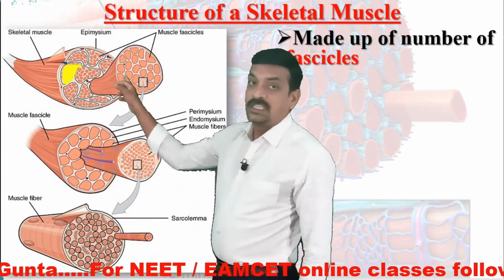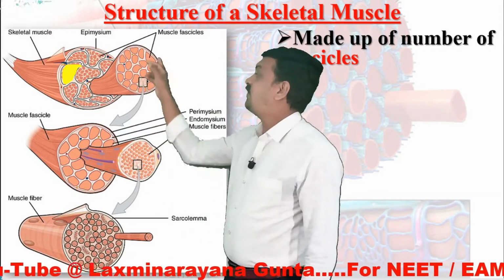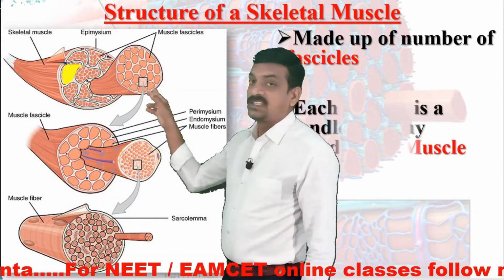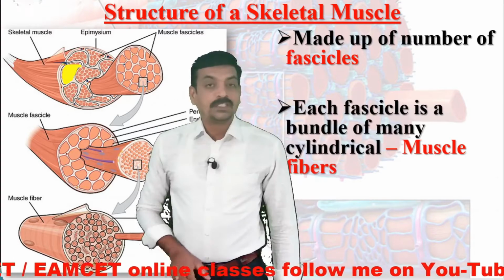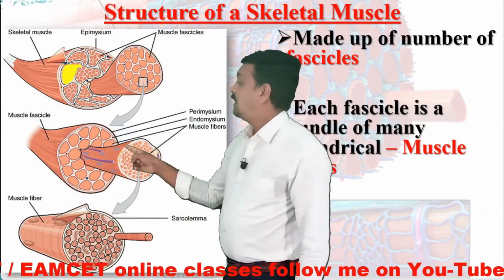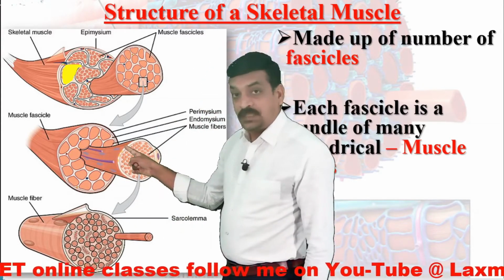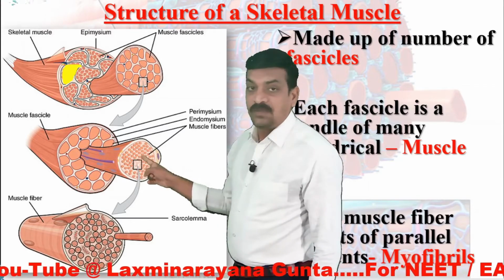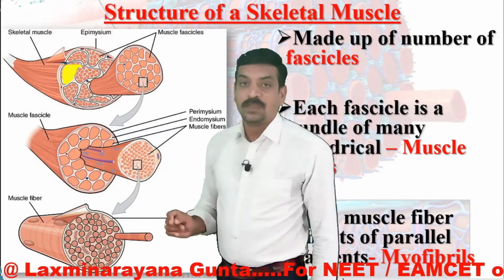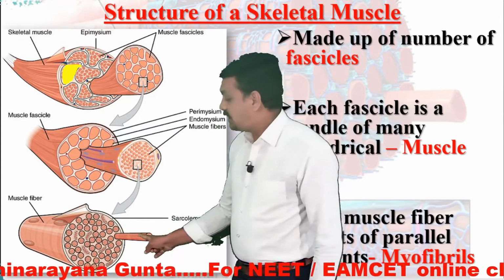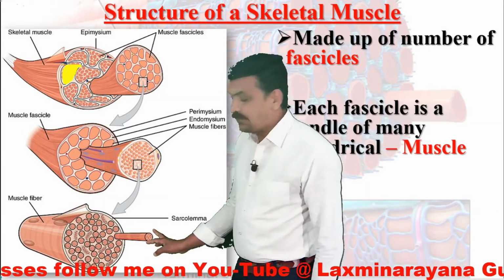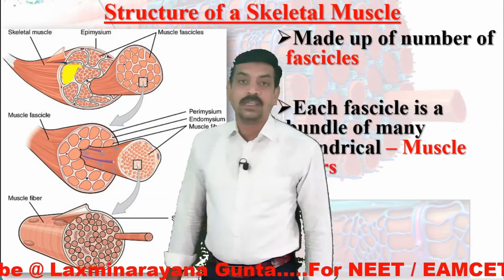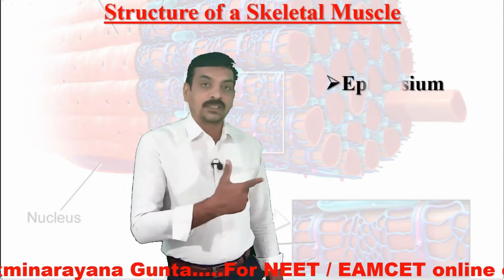This is a fascicle, and each fascicle is made up of a number of cylindrical structures called the muscle fibers. This is a muscle fiber, and each muscle fiber consists of a number of parallel filaments called myofibrils. This is a myofibril, and each myofibril shows alternate dark and light bands. Let us observe the layers covering the muscle.